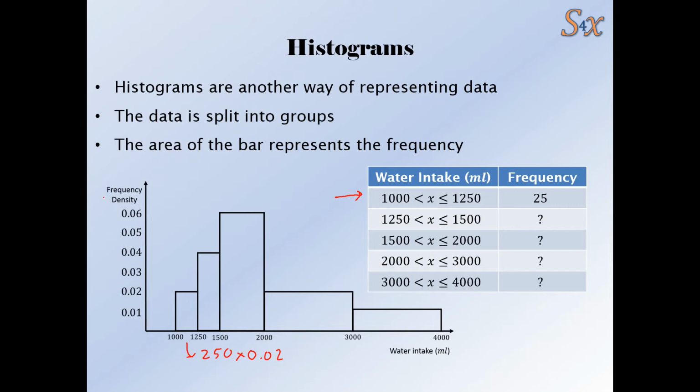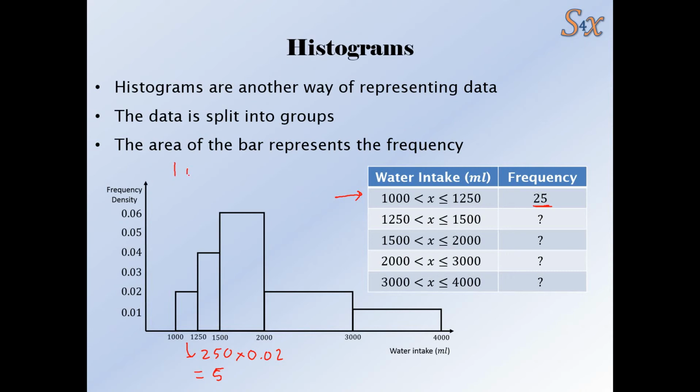Sorry, I haven't mentioned that this y-axis, we call it frequency density. Okay, it's not the frequency, the area of it represents or is proportional to the frequency. This y-axis is called the frequency density. Probably have seen that before at GCSE. If I do this sum, I get 5. Okay, now I know that has to equate to 25 people. So an area of 5 must represent 25 people.